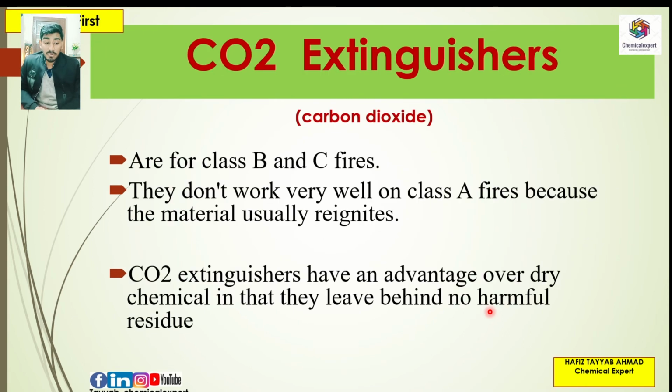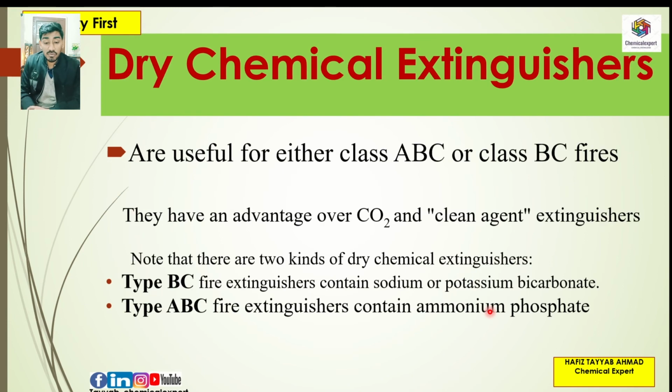Number two, carbon dioxide, which is used for B and C fire, but not A, because A reacts with carbon dioxide. It forms carbonic acid, so we should not use carbon dioxide for solid material. We only use it for liquid and electric fire, and it is very helpful because carbon dioxide is mostly used for electric equipment. In that case, our electric equipment is safe. We don't leave chemical residue on the electric equipment, so that's why we mostly use carbon dioxide for electrical fire.